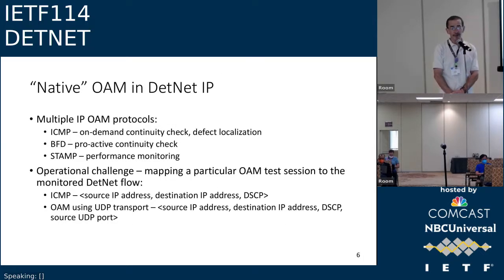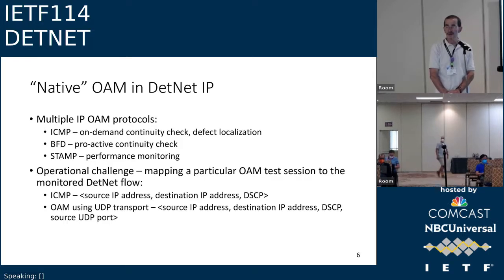Okay, the next step would be to discuss the DETNET IP data plane. The well-known mechanisms are ICMP, which we usually refer to as ping and traceroute, a well-known tool for path continuity detection and troubleshooting defect localization. Also BFD, bidirectional forwarding detection. And for performance monitoring, it could be TWAMP, STAMP, or some other protocols.